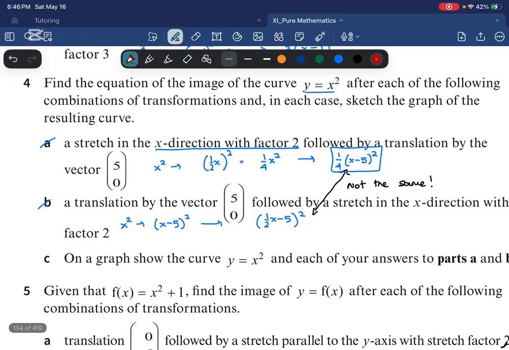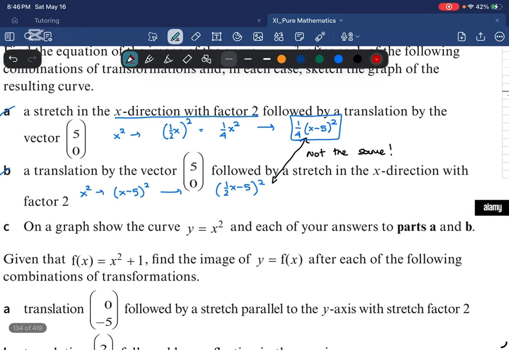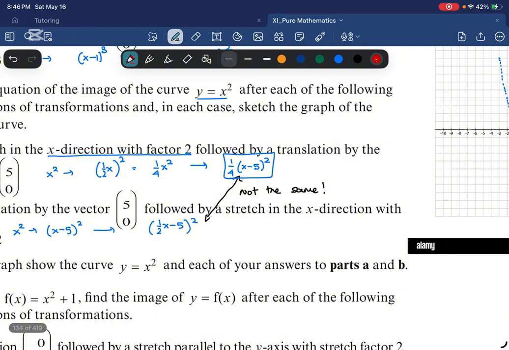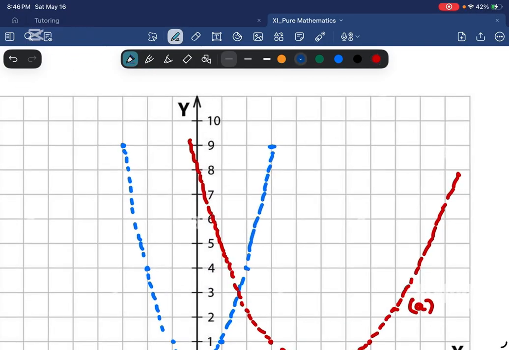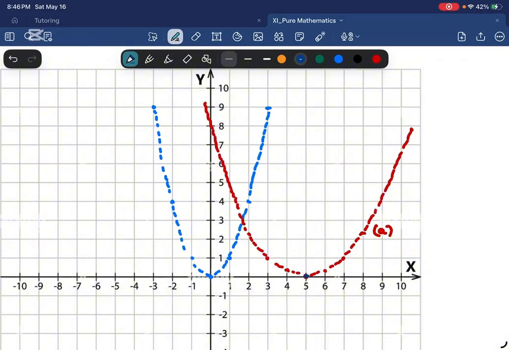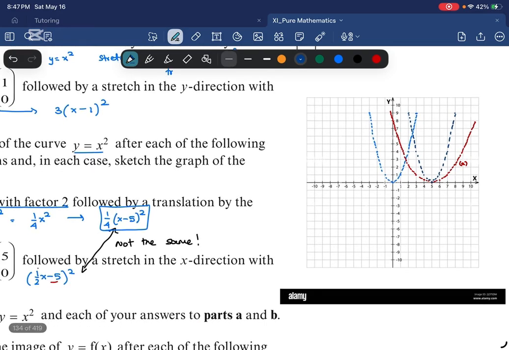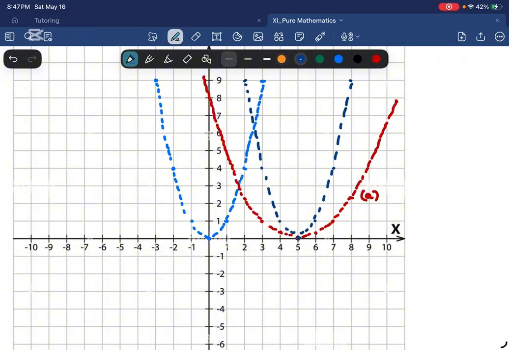And let's do B. I need to first translate by 5 units. So if I translate first by 5 units, then my graph is just going to look something like the dark blue curve that I'm going to draw. Just translating by 5 units gives me my dark blue curve. And then I need to do a horizontal stretch by 1 over 1 by 2. So I multiply all my x coordinates by 2. So actually, I'm going to get the orange curve.